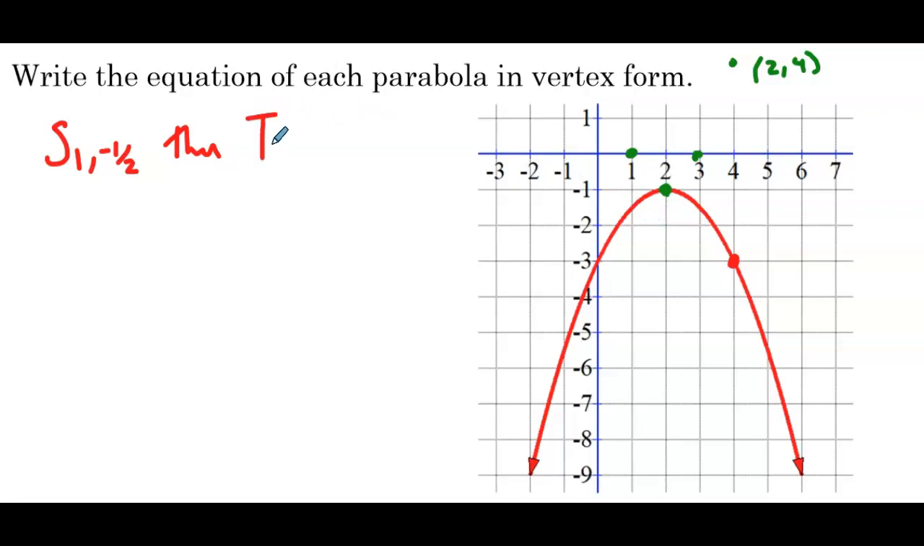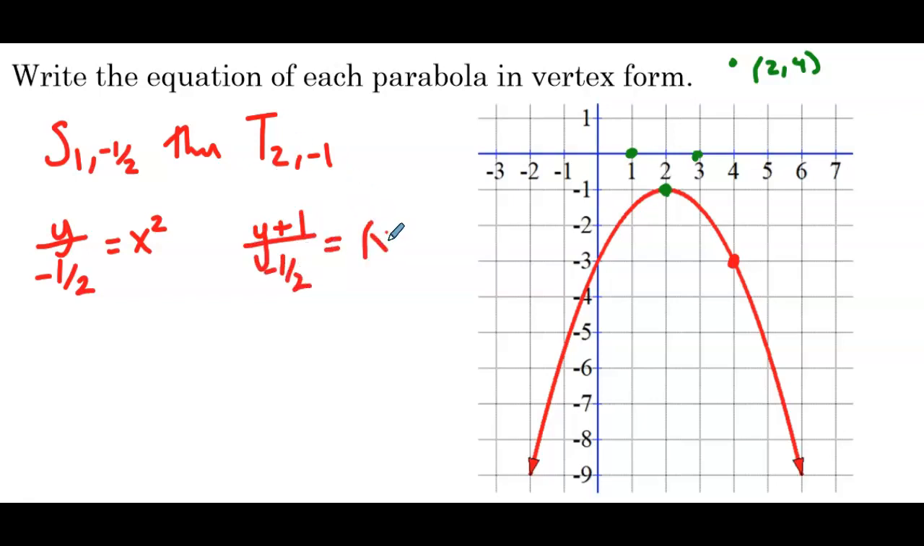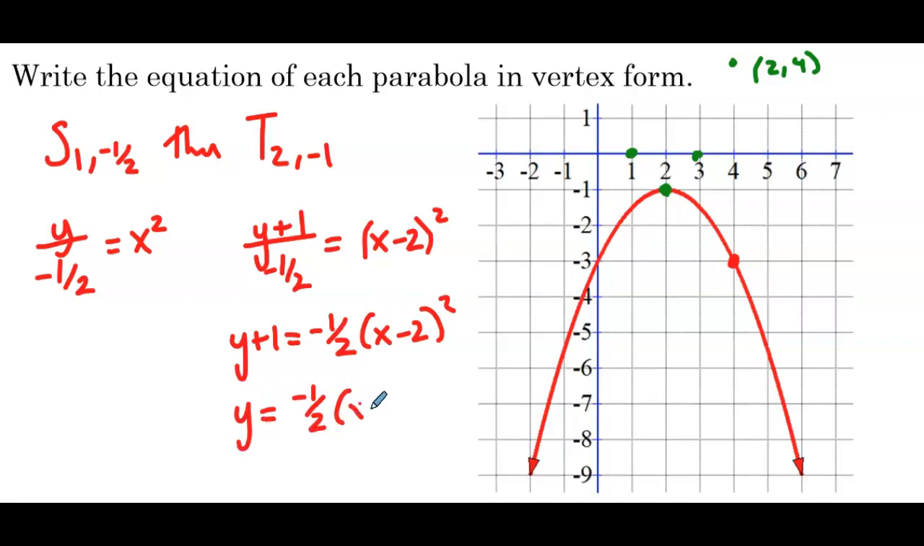And then we're going to follow that with a translation. So we move the vertex that's normally at the origin, right 2, down 1. So 2, negative 1. So applying our scale factor, we have y divided by negative 1/2 equals x squared. And then applying our translation, we're adding 1 to y divided by negative 1/2. And subtracting 2 from x in our function. So putting in y equals form, we have y plus 1 equals negative 1/2 (x minus 2) squared. So y equals negative 1/2 (x minus 2) squared minus 1.